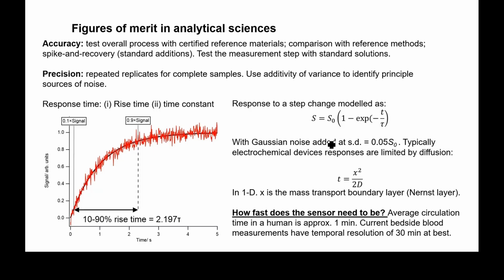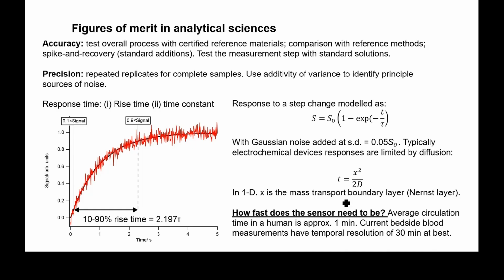But typically, electrochemical devices are limited by diffusion, and the characteristic diffusion time is x squared, some representative distance, divided by twice the diffusion coefficient. Now, this x squared is typically the mass transport boundary layer. So this is going to be, for example, the membrane thickness in a membrane-coated device, or it will be the mass transport boundary layer calculated for a cyclic voltammetry, or it might be the convective, or some fraction of the convective boundary layer arising in a rotating disk electrode system.